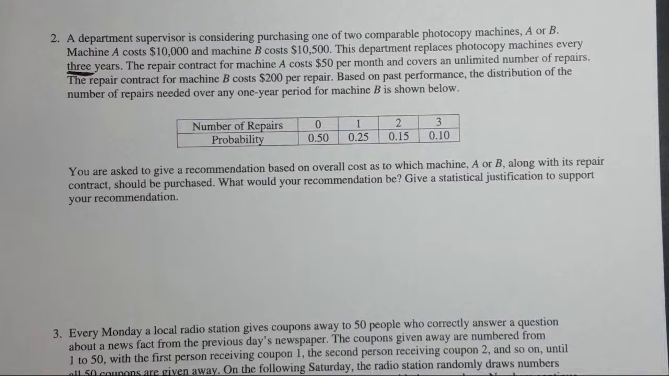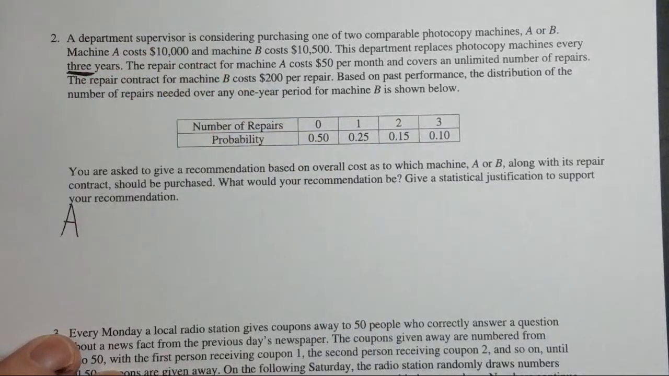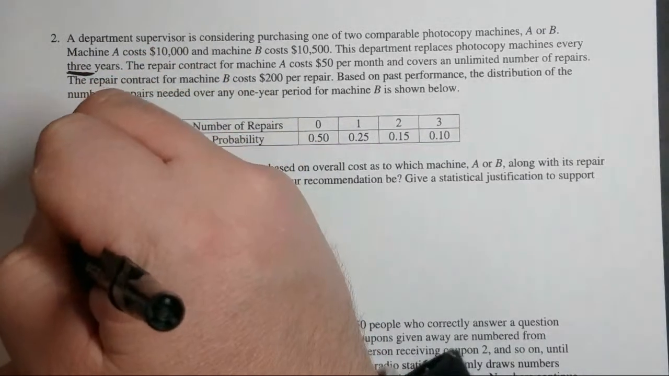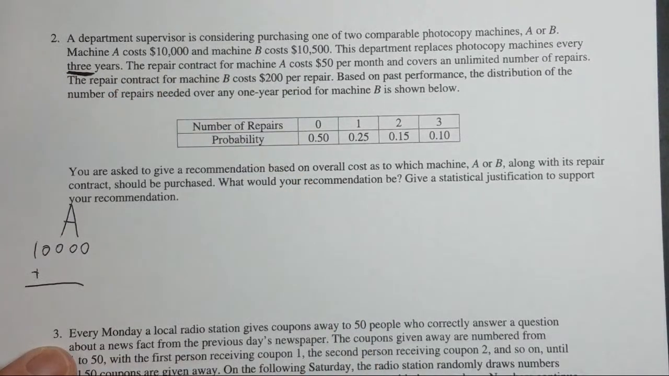This problem is about expected value, as she just said. So, we got to break this up to machine A, machine B. Machine A. Now, machine A cost you $10,000 plus $50 per month.